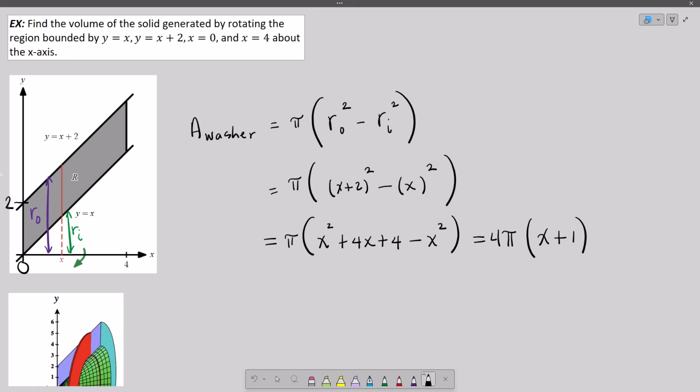Over here, it's a little more complicated. We'd have to do big disk minus little disk to find the area, and we could. What we see is that if we plug in a 4 there, it should be 20 pi if you did it manually. But we'll assume our formula is right.